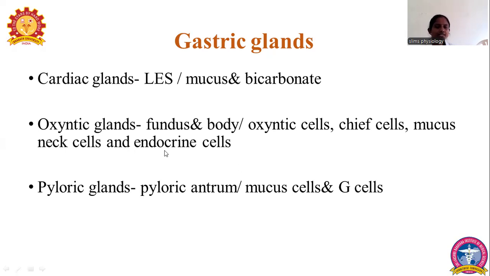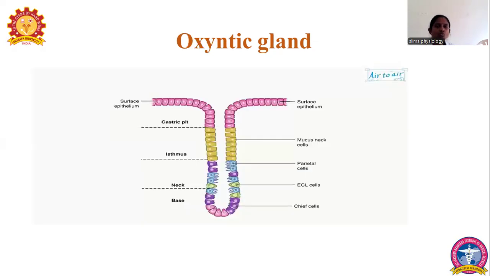Apart from these cells, it also has a local endocrine cell called the ECL cell, enterochromaffin-like cell, that secretes histamine. Histamine is a potent stimulator of gastric secretion, especially the HCl secretion from the parietal cell. Now we'll move on to the structure of the oxyntic gland. This is the structure of the oxyntic gland.